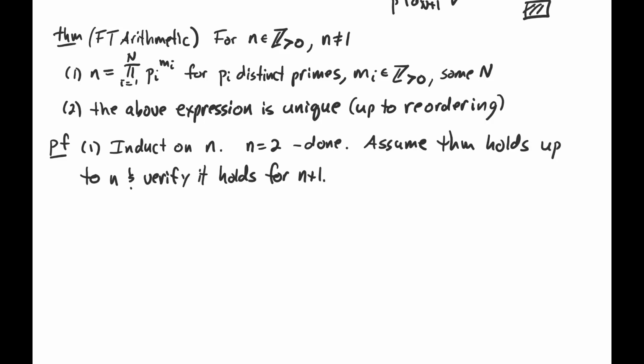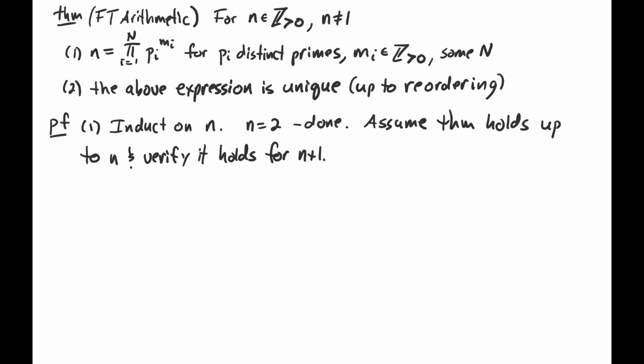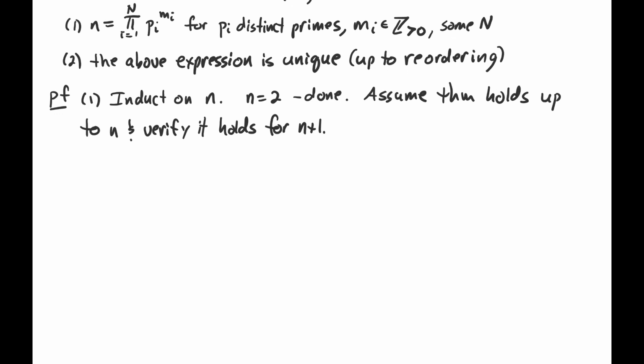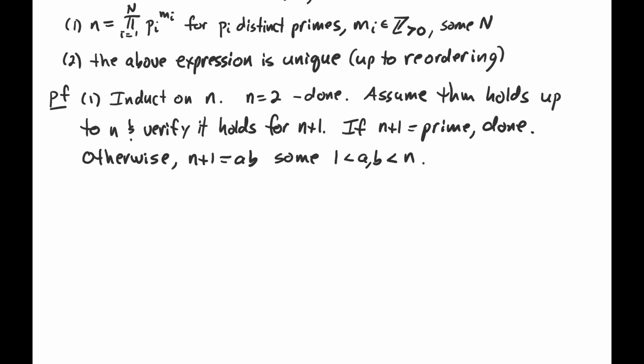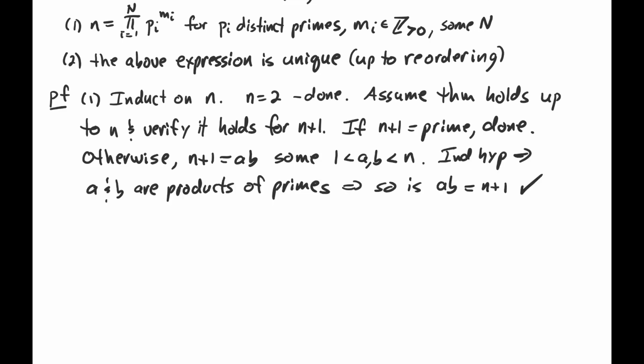So we're going to assume the theorem is proven up to n, and then verify that it works for n plus 1. Well, if n plus 1 is prime, then we're done. It's already a prime. Otherwise, if it's not prime, then it factors. So that means n plus 1 can be written as a times b, where a and b are strictly in between 1 and n. However, now a and b, by the induction hypothesis, are themselves products of primes. Each is a product of primes, so their product is still a product of primes. And that'll be the end.